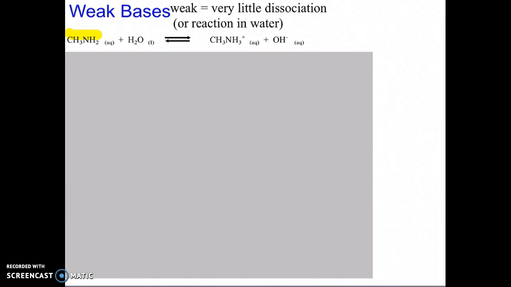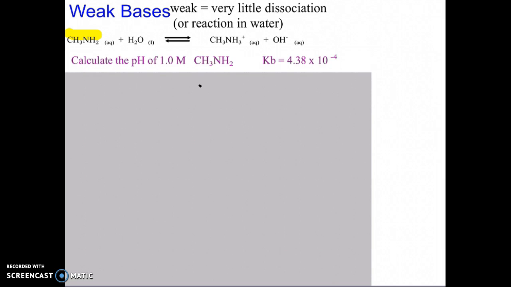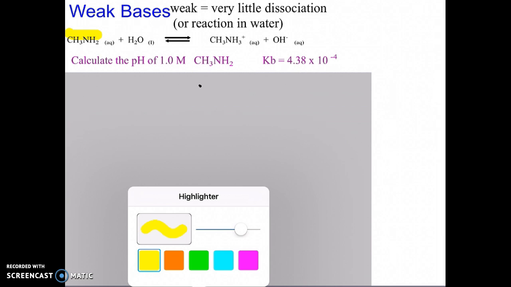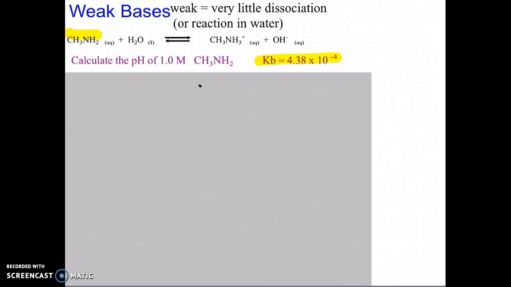So here you've got a base, and it's a weak base, and we're writing the reaction. We're putting the water in because the water is acting as the acid, and it's asking you to calculate the pH of this base, and they're giving you something called a Kb that you'll notice is right here, okay? They're giving you a Kb, and that Kb is related to a Ka.